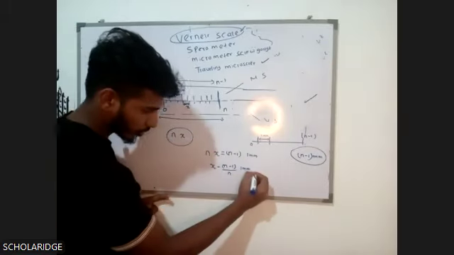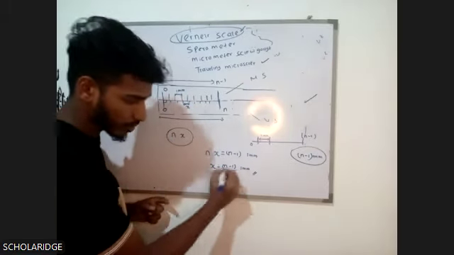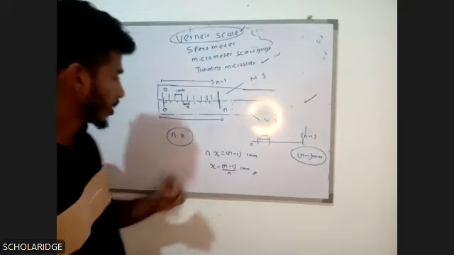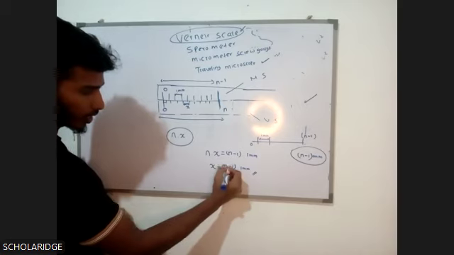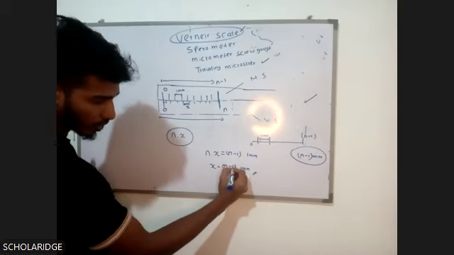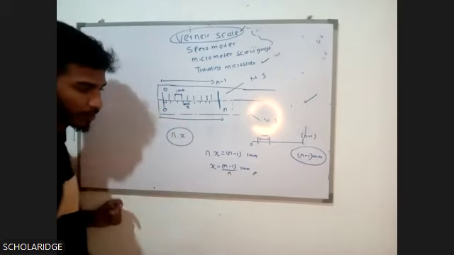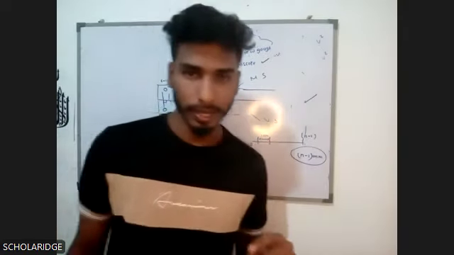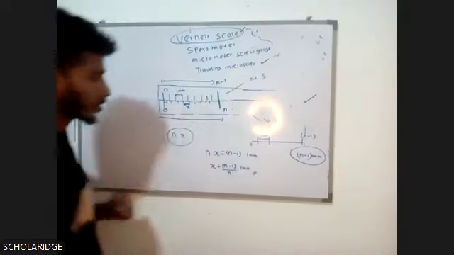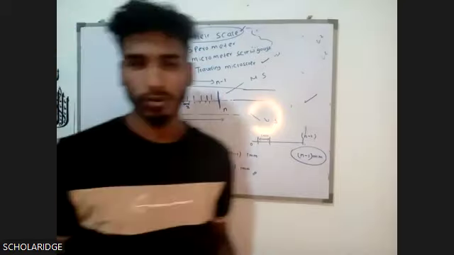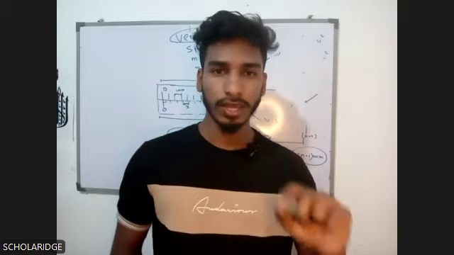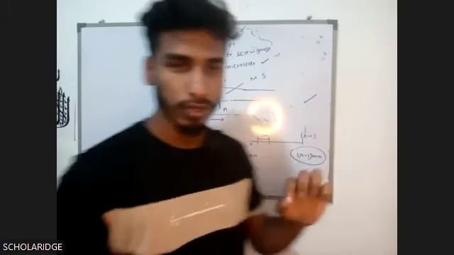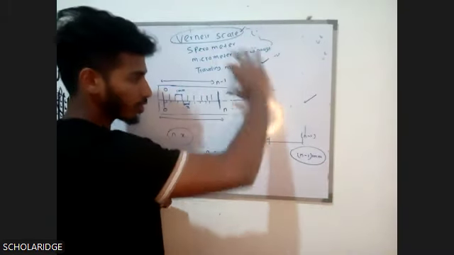Now, this is going to be the value of x, which means the smallest division in the vernier scale is going to be (n minus 1)/n into 1 millimeter. So how are we going to find the least count? The least count is going to be the smallest value which you are able to measure from this instrument.